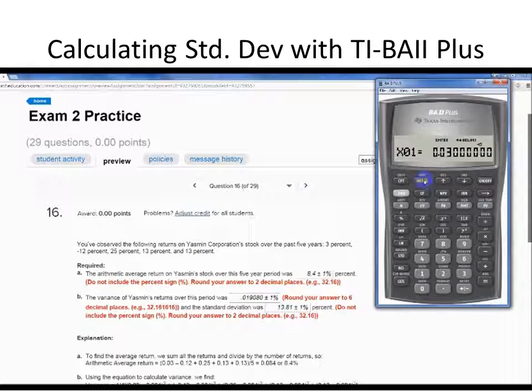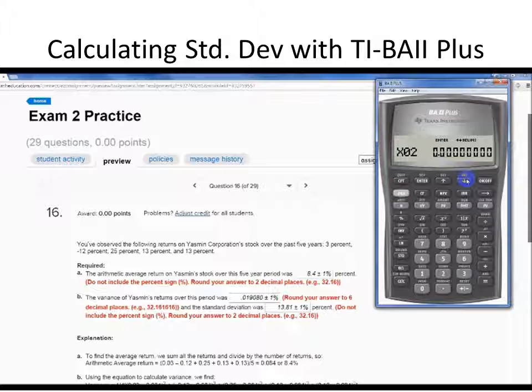0.03, enter. That's x01. If you don't hit enter, it's like it didn't even happen. Your calculator will deny that you ever typed that number in. Arrow down, y01. This is for another data series. If we were looking at 2 different stocks here and how they perform with respect to each other, we would put that other stock in here at y01. But since we only have 1 stock, we're just going to leave that alone.